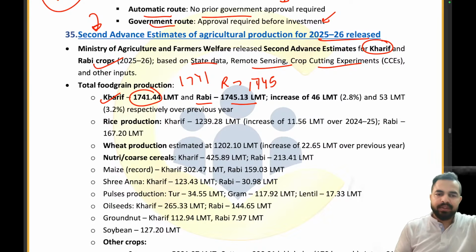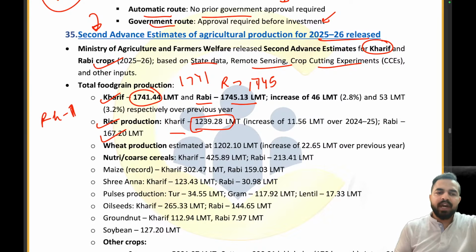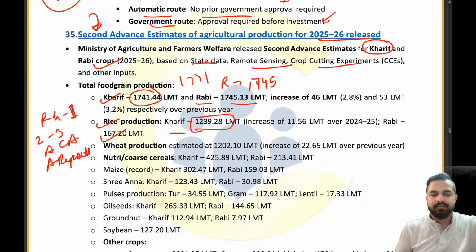My dear friends, when it comes to rice production, the total rice production in the Kharif season was 1239.28 LMT and in the Rabi season it was 167.0 LMT. Clear? Let me tell you, last year in phase 1 of the RBI Grade B officer exam, there were 2 to 3 questions from agriculture current affairs and agriculture reports as well. That is the reason that we are discussing this article.